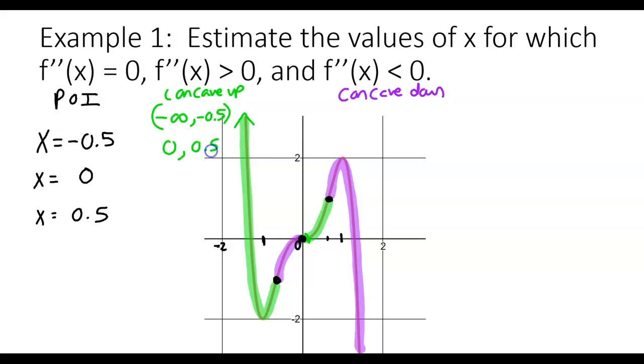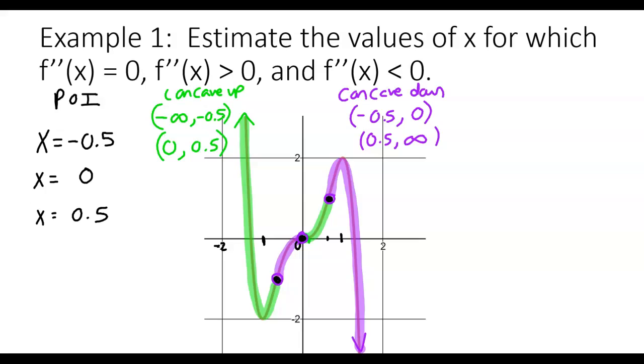of inflection at 0.5. And then we would say that it's concave down in all the purple areas. So the first purple area starts at the first inflection point, negative 0.5, and then it stops at 0, that inflection point. And then the last purple region starts at a positive 0.5, and after that it just goes off into infinity to the right forever.